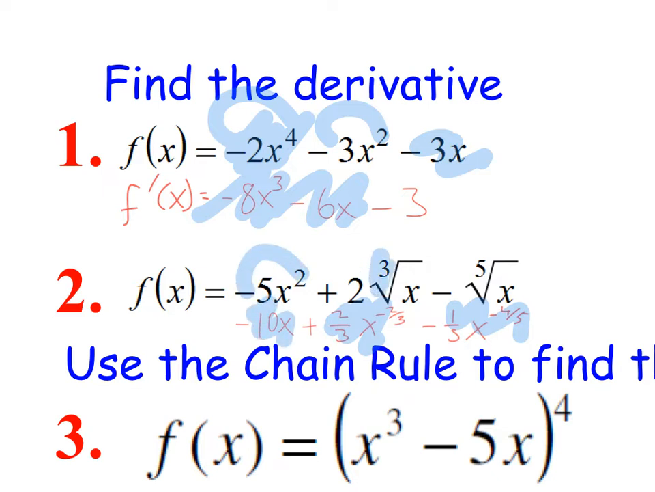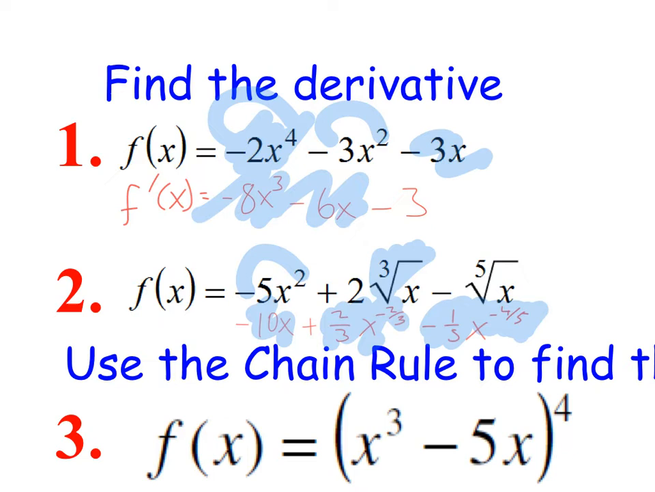Now, this radical 3 means to the 1/3 power. So you multiply by 1/3, which gives you 2 over 3. And then 1/3 minus 1 is negative 2/3. For the same reason, I got this. 1/5 times put up front is 1/5. X to the 1/5 minus 1. I know why I said negative.